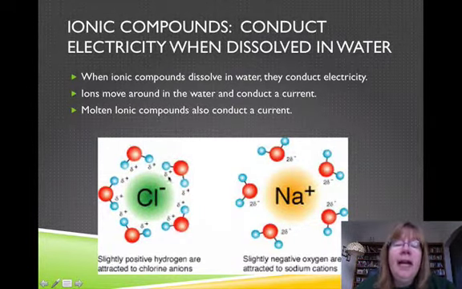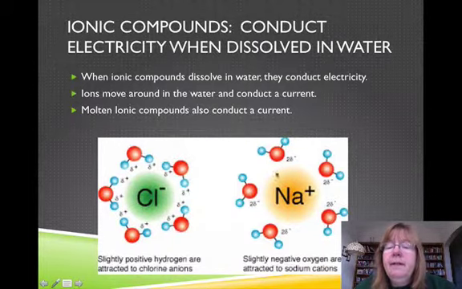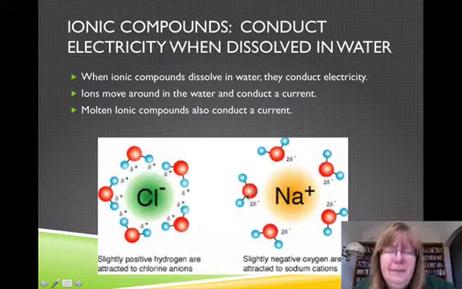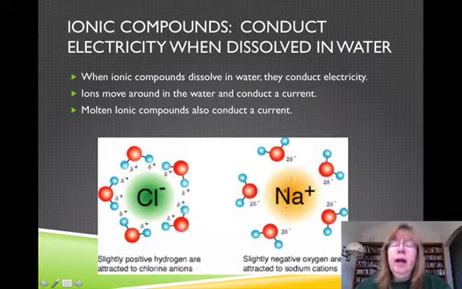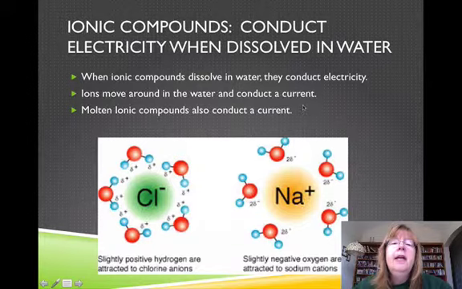And so we're going to learn later that the hydrogen ends here have a slightly positive charge. And so those slightly positive charges on the hydrogen pull the chloride ion away from the sodium ion. I meant to say the slightly negative oxygen atom in the water molecule pulls apart the positive sodium ion. So what happens here is in solution, when it's in water, we just have ions floating around, and this can conduct a current. Molten ionic compounds can also conduct a current.